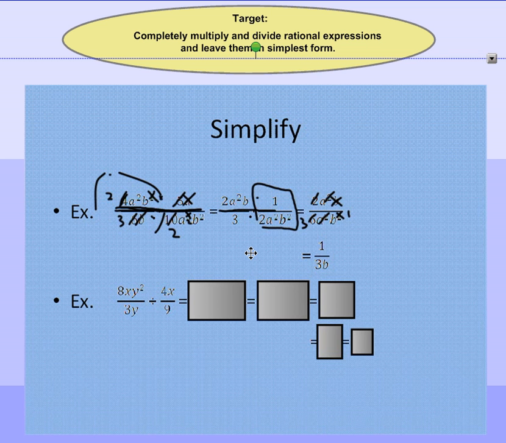Okay, in the second example, we have a division problem. When we're dealing with division, we change the division into multiplication. We keep the first fraction, we switch the sign to multiplication, and we multiply by the reciprocal. So it's going to look like this. Okay, we keep our same fraction in the first expression, change it to multiplication, and write the reciprocal of the second fraction. Now again, it's top times top, bottom times bottom, and we can simplify.